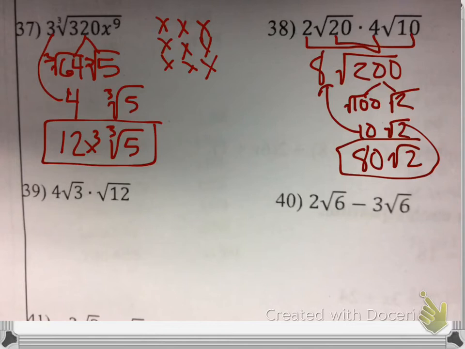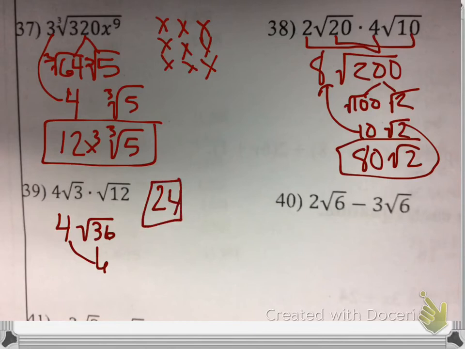Here, 4 times 1 is 4, 3 times 12 is 36, and the 36 is a perfect square. It's 6. And then I can just say 6 times 4 is 24. That one's simple.